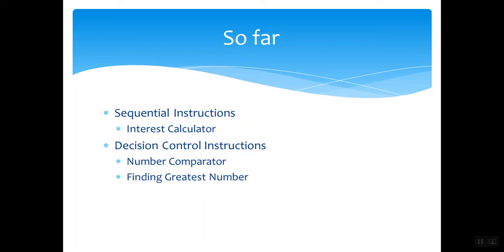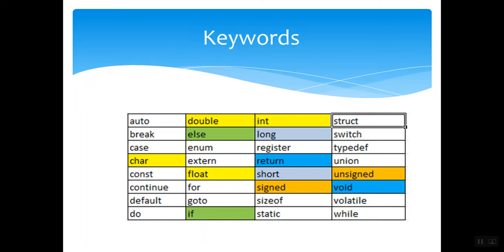So far we have learned about sequential instructions, where we learned about data type declaration instructions and arithmetic instructions. We also created an interest calculator to understand that better. We have learned about decision control instructions. We implemented if else. We learned about the else if clause. And to understand that better, we also created a few programs like a number comparator and finding the greatest number. So these were some programs which we created to understand the fundamentals better.